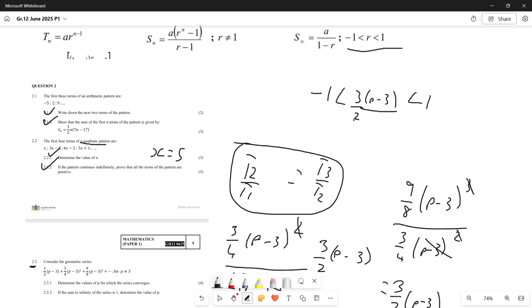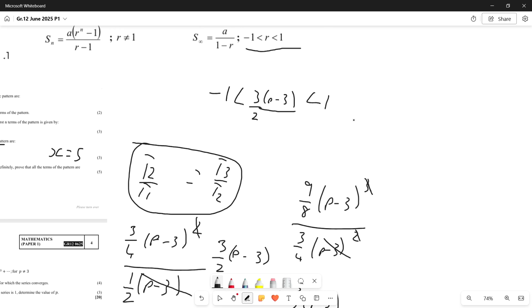So what we need to do is solve for this guy. And what we do to one side, we do to all sides. So we times it up by 2. We have minus 2 over here, we have 3 over p minus 3 over here, and then this guy is times by 2. So at this stage, we can divide by 3 here. So we have minus 2 over 3 less than p minus 3, dropping the brackets, and then this guy is 2 over 3.